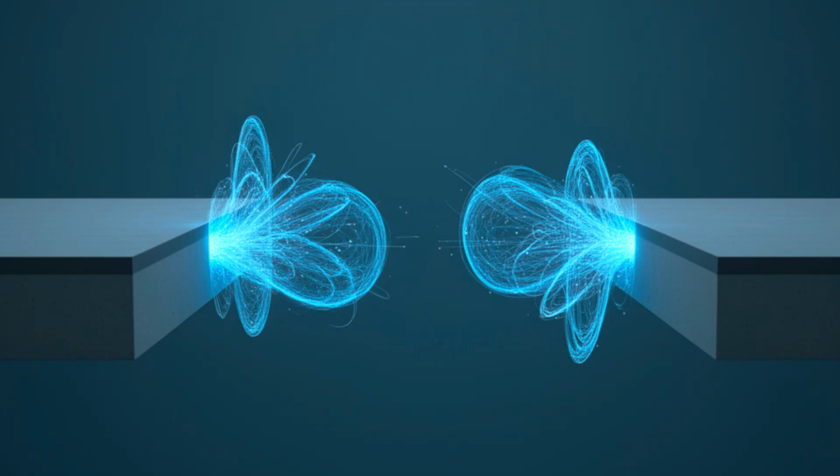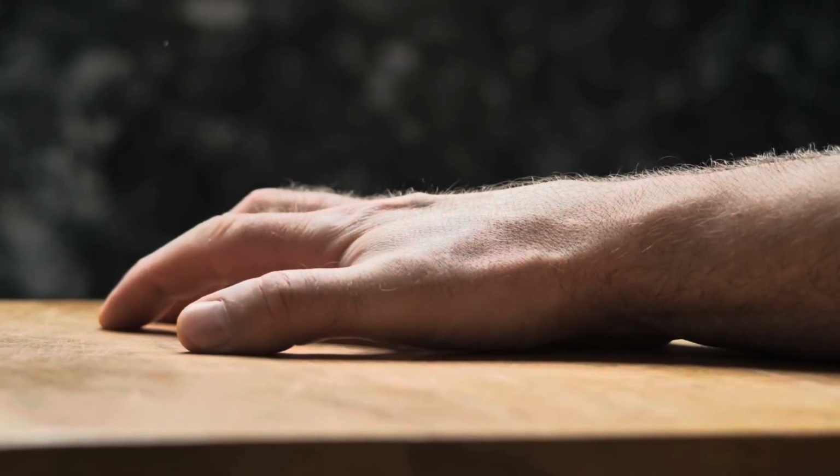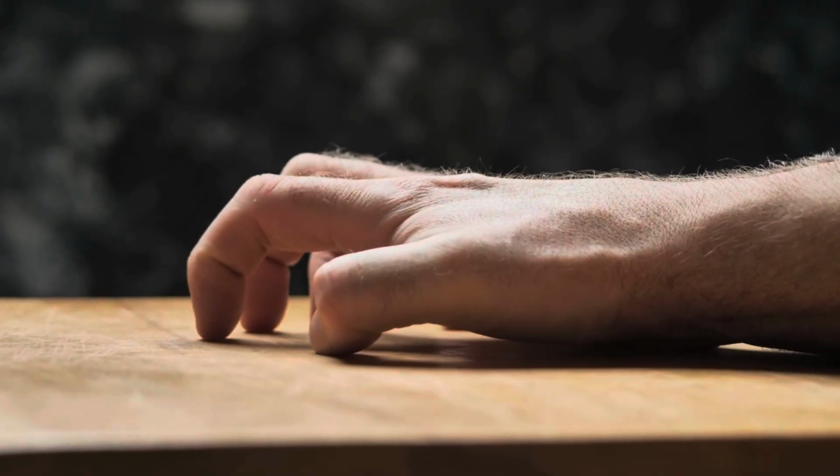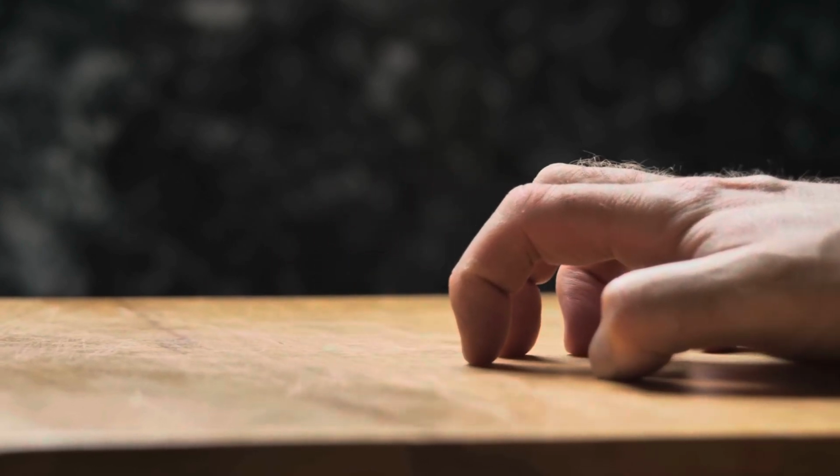The reason your hand does not pass through a table is not because atoms physically collide like solid billiard balls. It is because electromagnetic forces repel overlapping electron clouds. Friction arises from these same fundamental interactions.